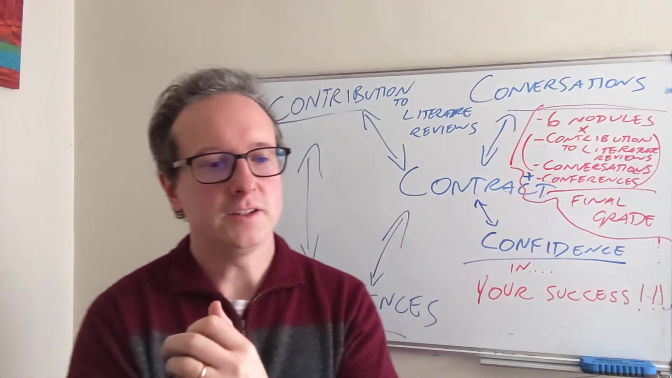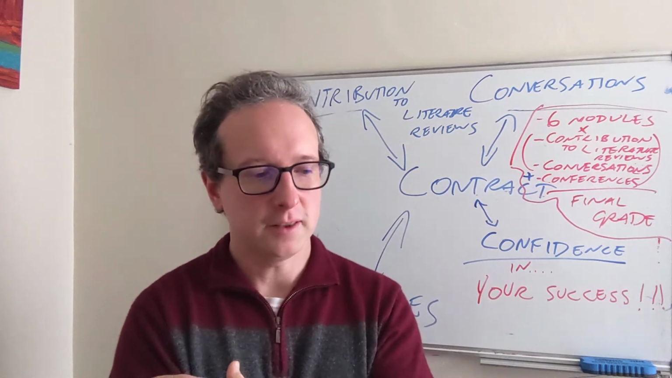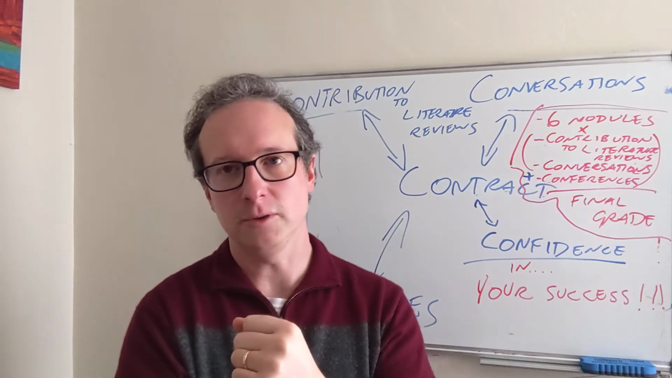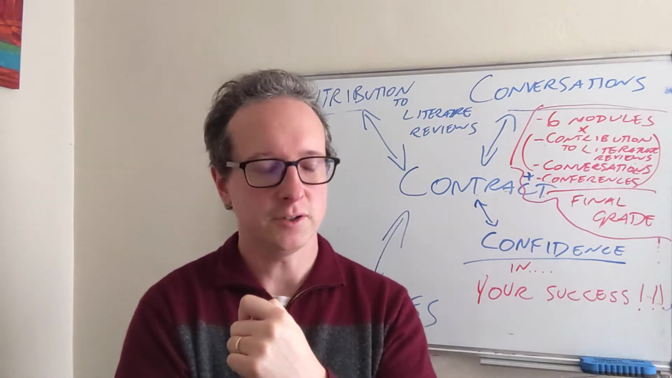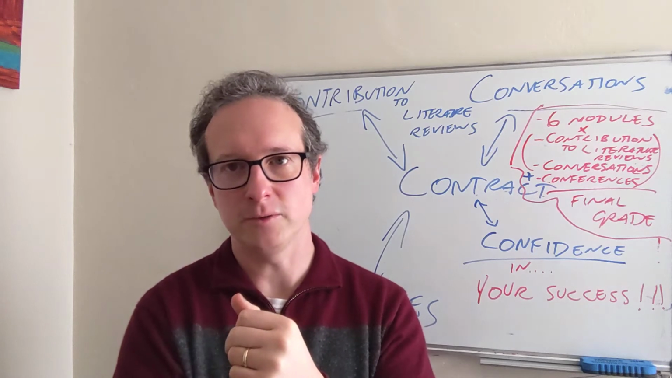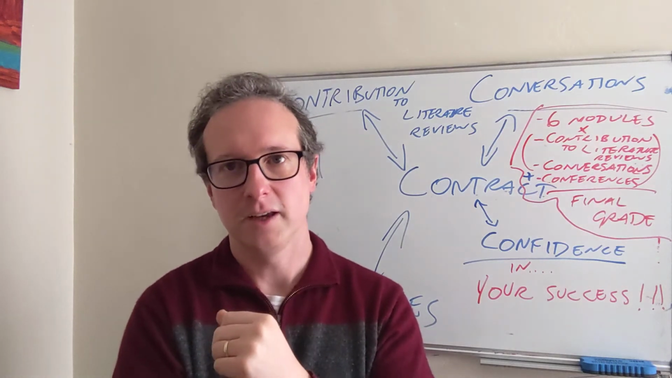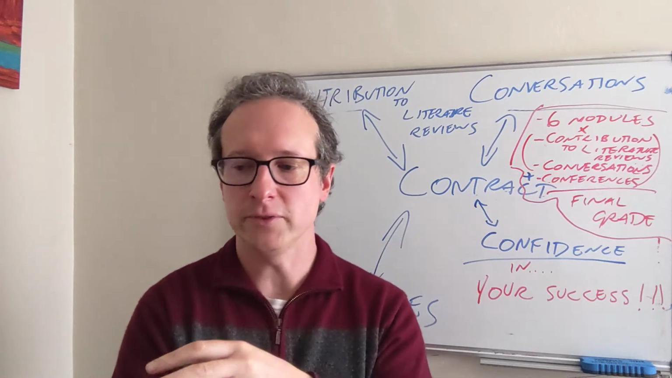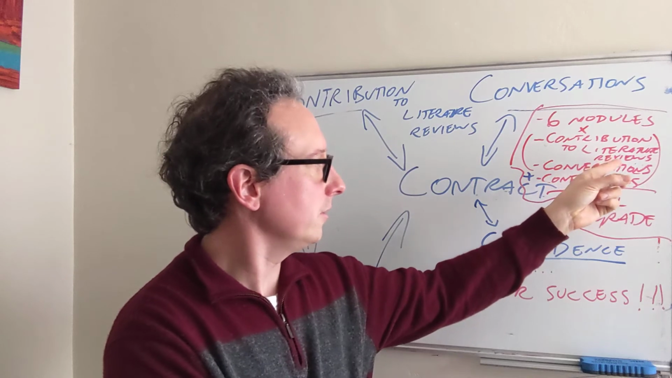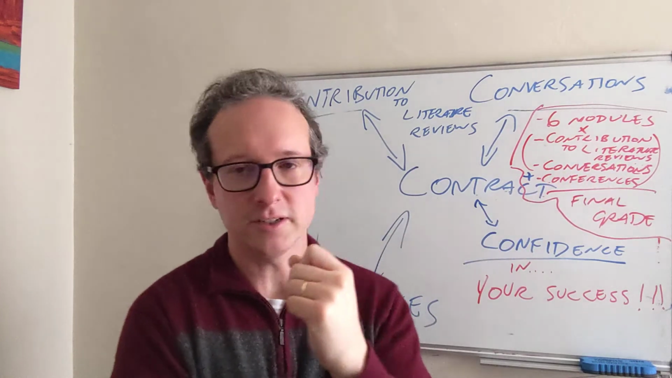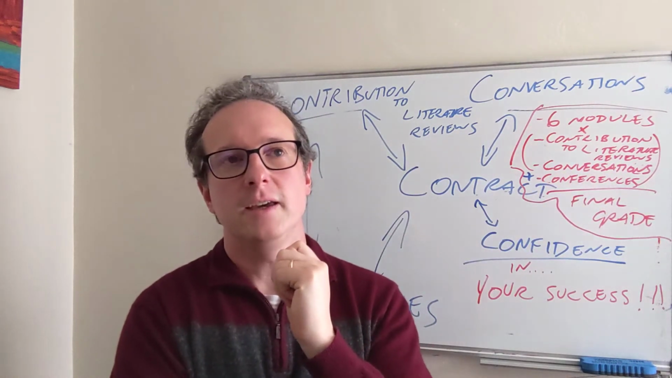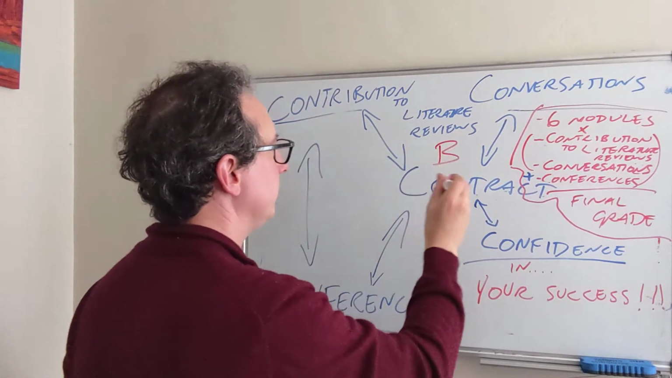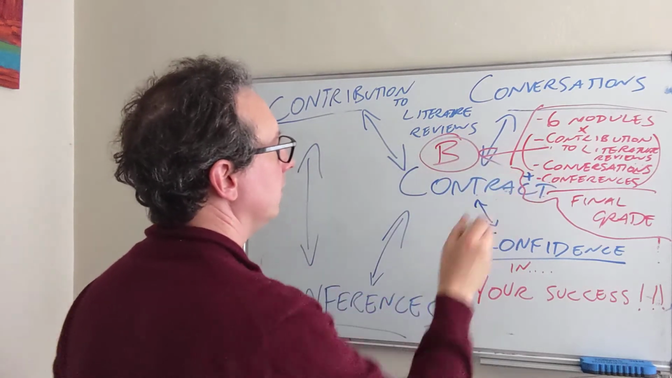And so as long as you complete the conversation every week and the contribution to literature reviews, as long as you do both of those things at the end of every module, you've done 2 assignments. And there are 12 total assignments. And those 12 assignments are 6 contributions to literature reviews and 6 conversations. And if you do all 12, you get a B in the course. You get a B.